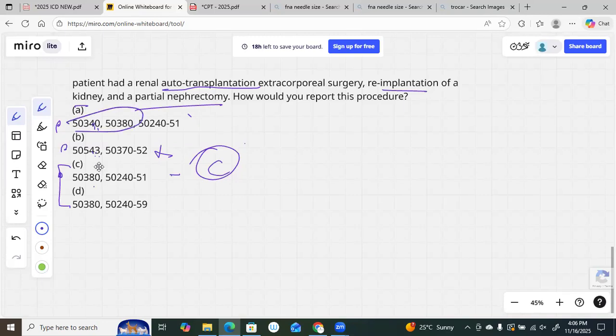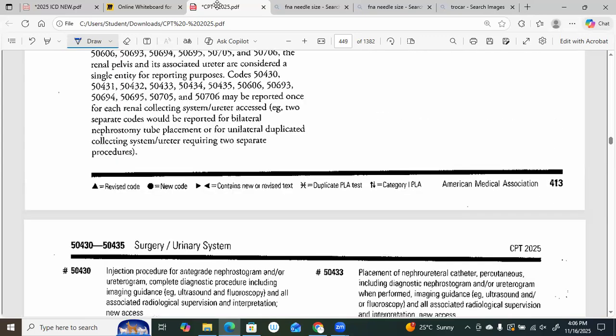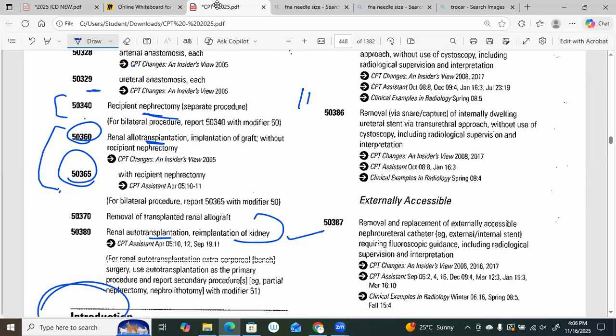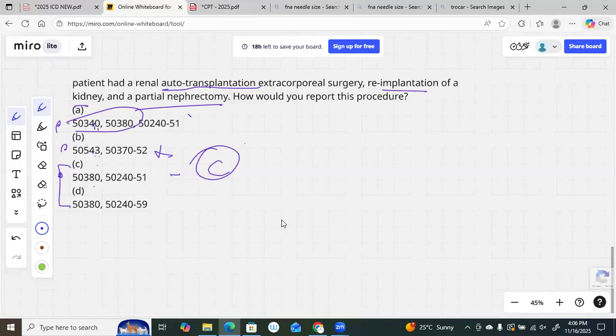Let's see the difference between 50380 and 50340. So 50340 is a recipient nephrectomy, and this is a separate procedure. Recipient nephrectomy means the complete kidney has been removed, but in our case, only a partial kidney has been removed.